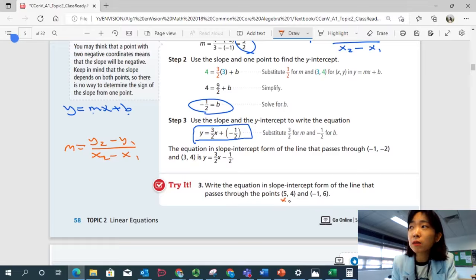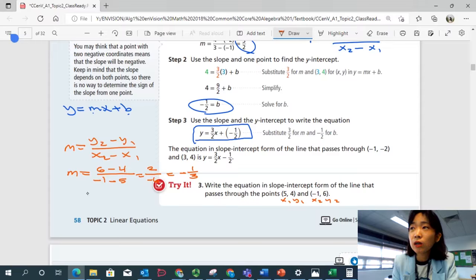So that could be x sub 1, y sub 1. That could be x sub 2, y sub 2. Okay, so just plug it in. Your slope is 6 minus 4 over negative 1 minus 5. And it works the other way, okay? 6 minus 4 is positive 2. Negative 1 minus 5 is negative 6. So that means if you simplify the fraction, you get negative 1 over 3 for your slope.